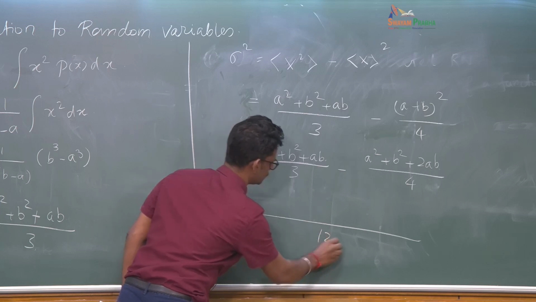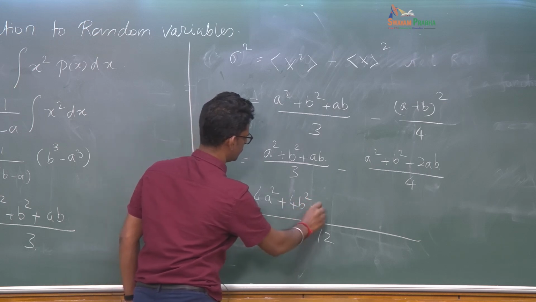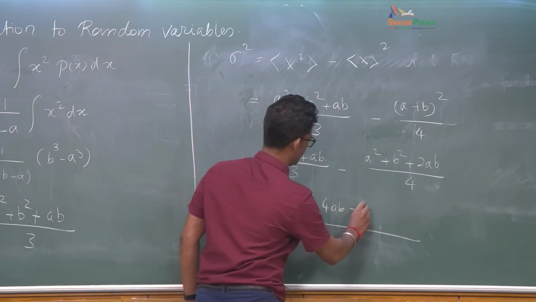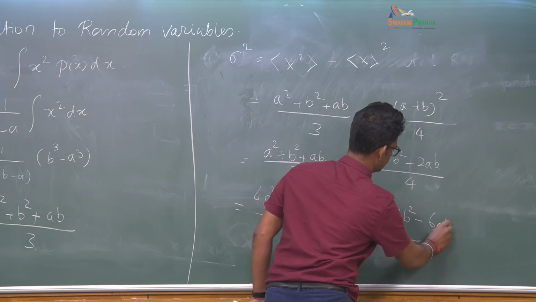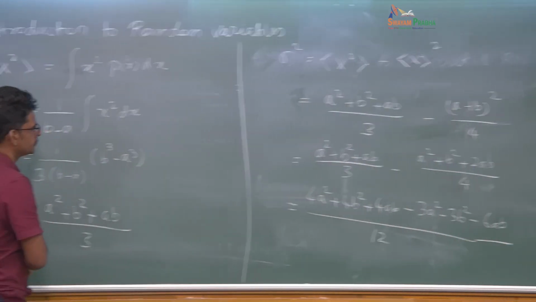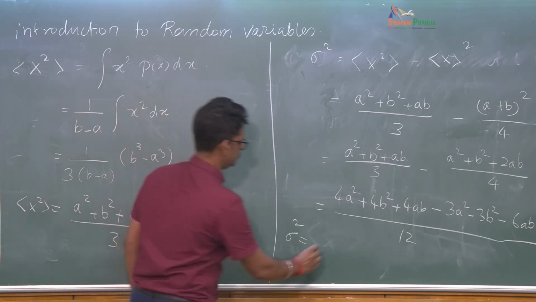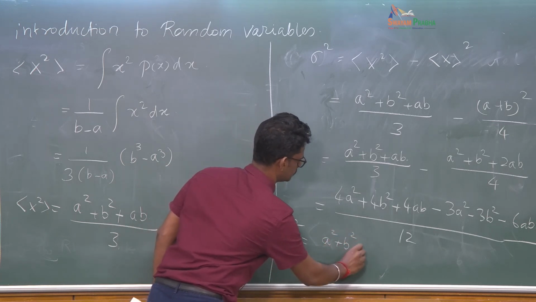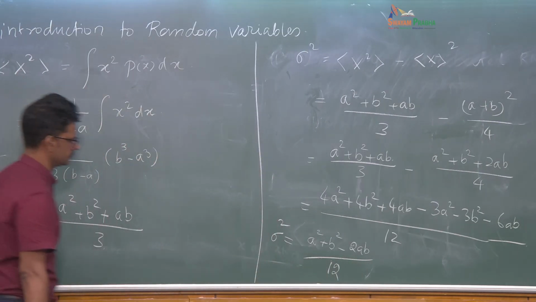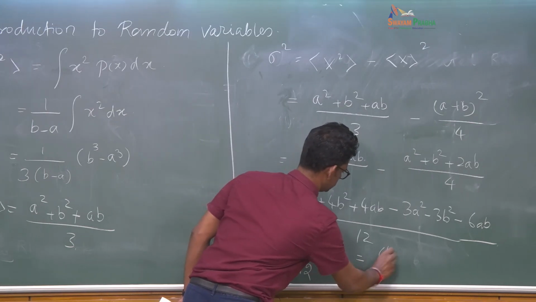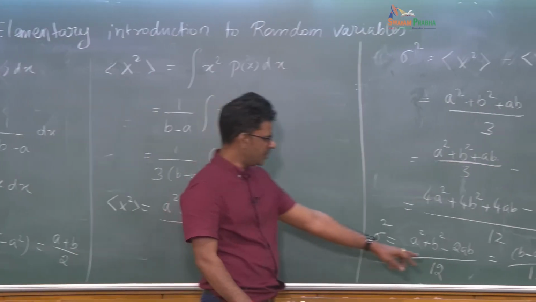So we take LCM here, 12, and get 4a square plus 4b square plus 4ab minus 3a square minus 3b square minus 6ab. Okay, so the variance is nothing but b minus a whole squared by 12.